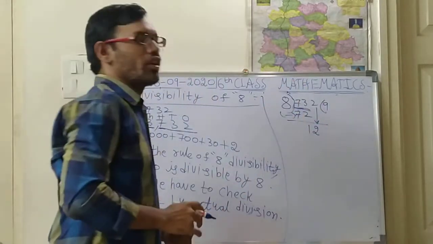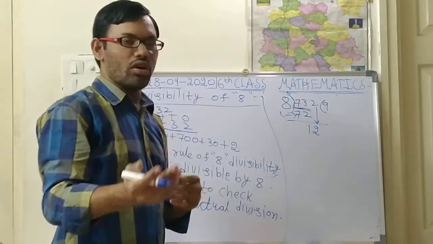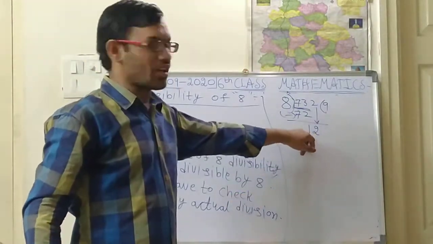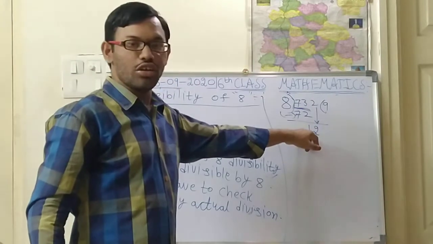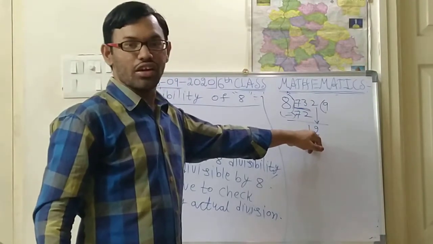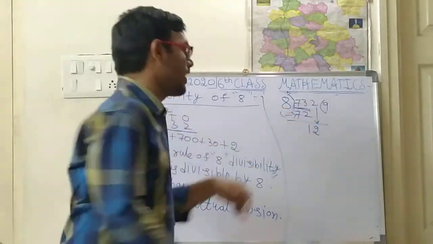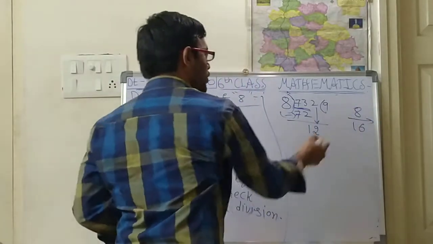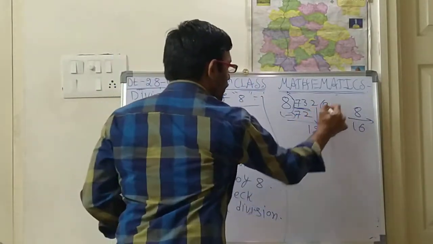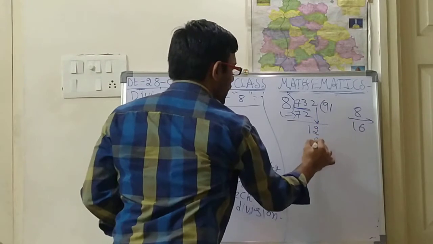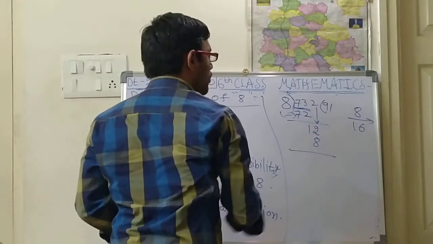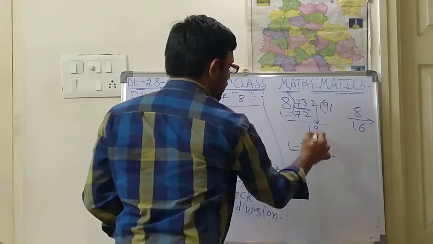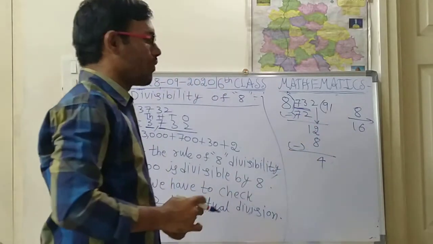12. Whether 12 is divisible by 8 or not, read once the table. 8 once 8, 8 twos 16. So 16 is greater than 12. 12 is somewhere in the middle, so 12 is not coming. Therefore what should you write? 8 once 8. 12 minus 8 is 4.